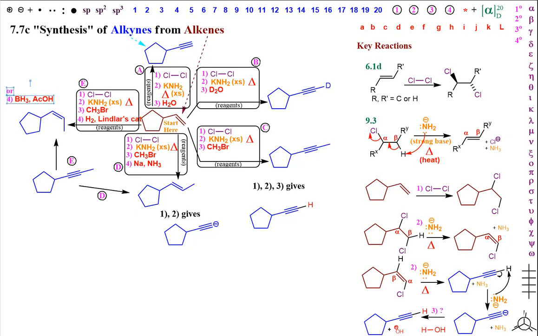So there you have it. This is how you can make alkynes from alkenes and do some chemistry that we know that alkynes can do.